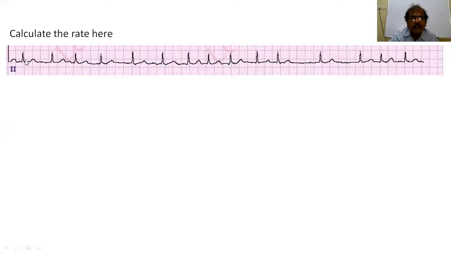Yes, 57. Yes, sir. Heart rate is regular or irregular? Regular means equal distances, but here you see the heart rate is irregular. So what you will do, you will count all the complexes in 10 seconds. How many are there? 1, 2, 3, 4, 5, 6, 7, 8, 9, 10, 11, 12, 13, 14, 15. So 15 into 6 is 90. So this is the approximate heart rate.